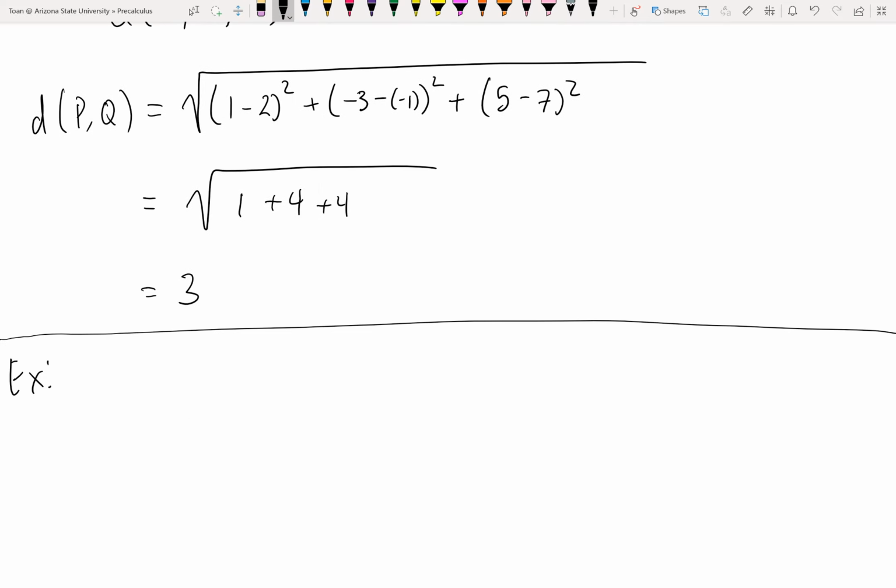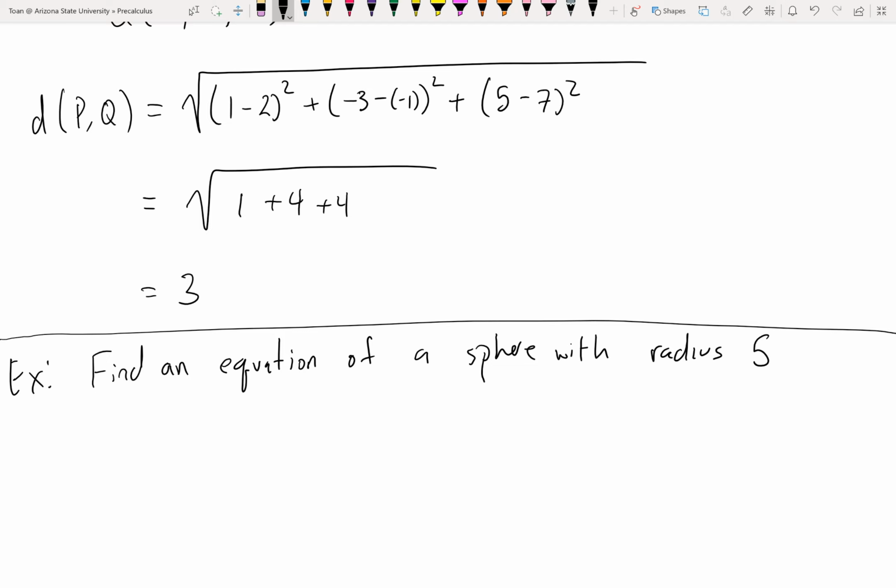So suppose I ask you to find an equation of a sphere with radius 5 and center (-2, 1, 3).